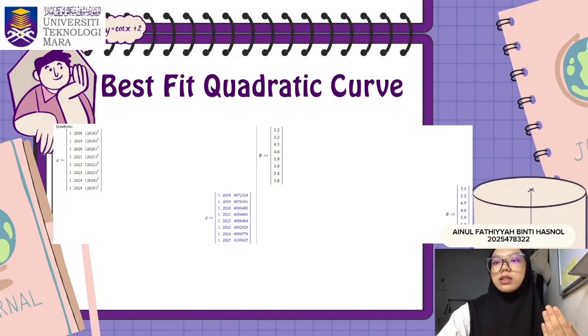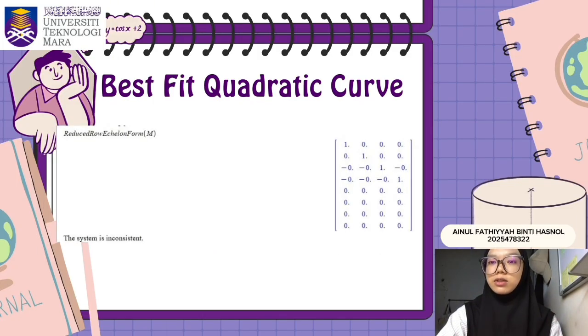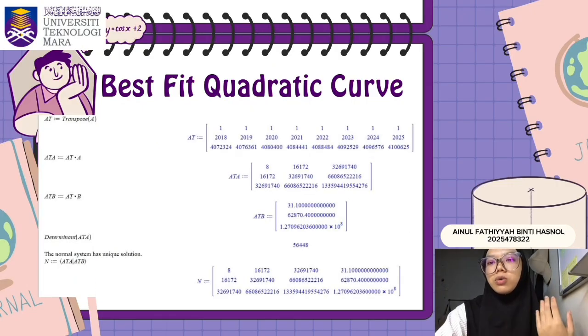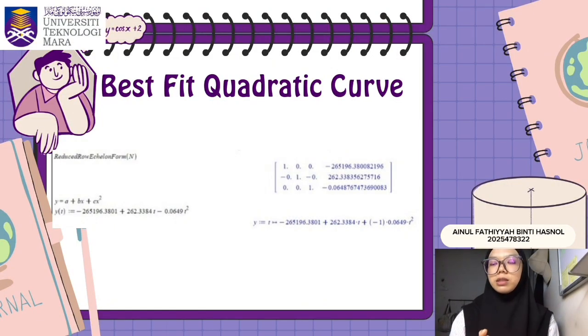So next, the quadratic equation. Once again, we do the same exact steps: find the RREF to check whether the system has an exact solution. Then we computed A transpose A and A transpose B, and we calculated the determinant, and just like before, the determinant is not equal to 0. That means the normal equation has a unique solution. By solving the normal equation in Maple, I once again obtained the following coefficients.